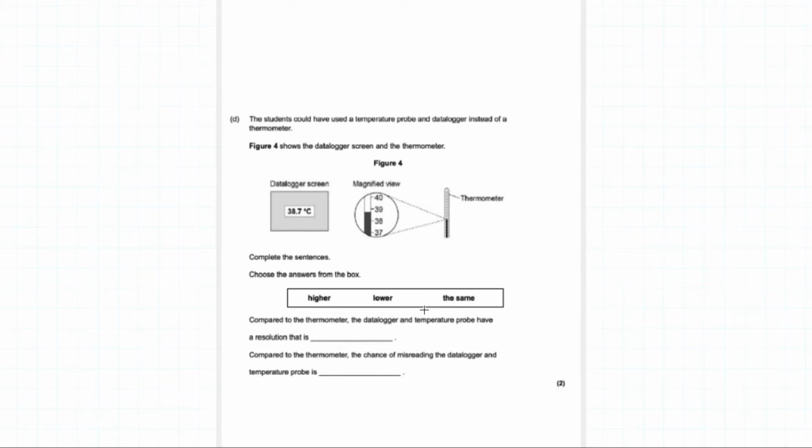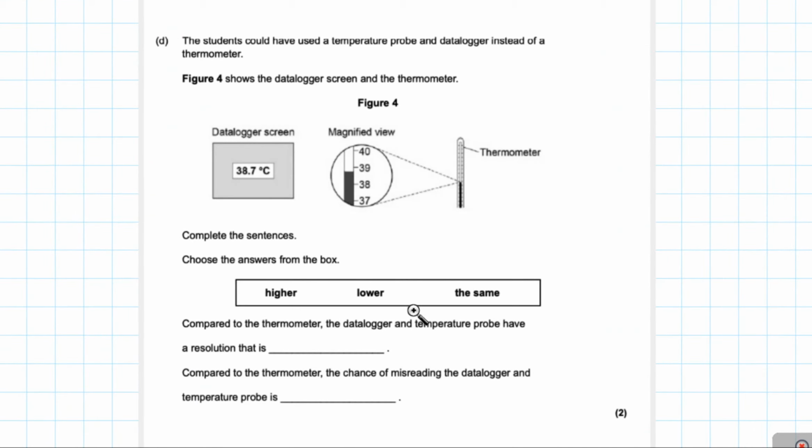Part D, the students could have used a temperature probe and a data logger instead of a thermometer. So the data logger is shown on the left-hand side, which is 38.7 degrees, for example, and then the thermometer we can see measures at 38, 39. So compared to the thermometer, the data logger and the temperature probe have a resolution that is going to be higher.